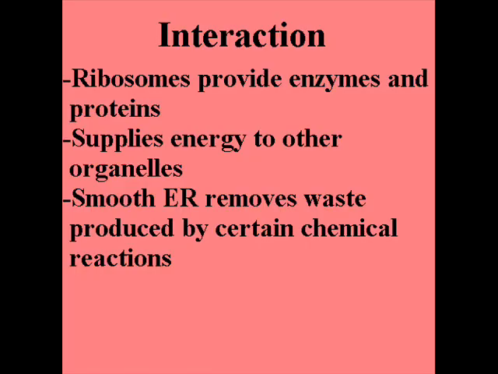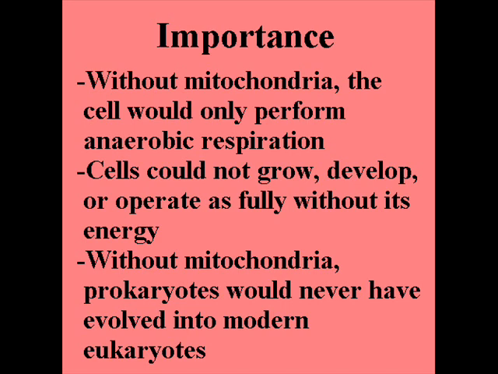Mitochondria interact with many different organelles. For one, it has to supply energy to all the other organelles in the cell. Also, the smooth ER removes the waste produced by certain chemical reactions. And ribosomes provide enzymes and proteins that mitochondria need. Since all eukaryotes have mitochondria, without them, prokaryotes would never have evolved. Also, mitochondria are the only organelles that perform aerobic respiration. And without this energy, cells will not be able to grow and develop as fully.